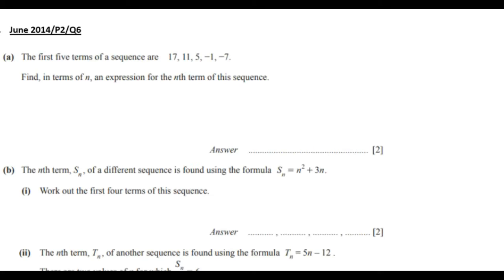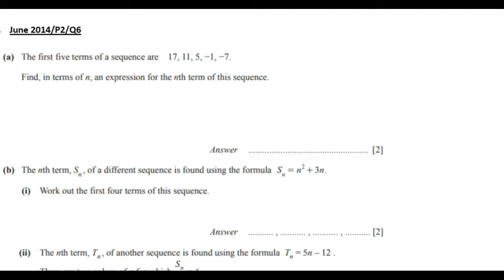Here we have the question of sequences from the past paper June 2014, paper 2 question 6. As this is a paper 2 question, you are allowed to use a calculator. According to the question, the first 5 terms of a sequence are 17, 11, 5, -1 and -7. Find, in terms of n, an expression for the nth term of this sequence.